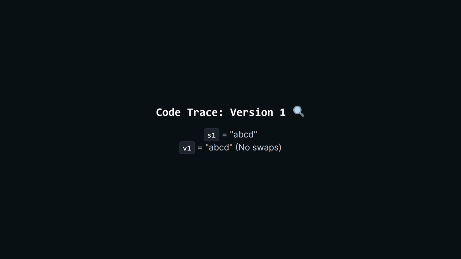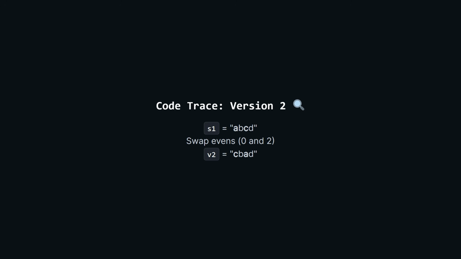Our first variation, version 1, is just the original string 1, in case no swaps are needed at all. For version 2, we manually rearrange the letters to swap the first and third characters. For version 3, we keep the first and third letters in place, but swap the second and fourth characters. Finally, for version 4, we apply both swaps at the same time.